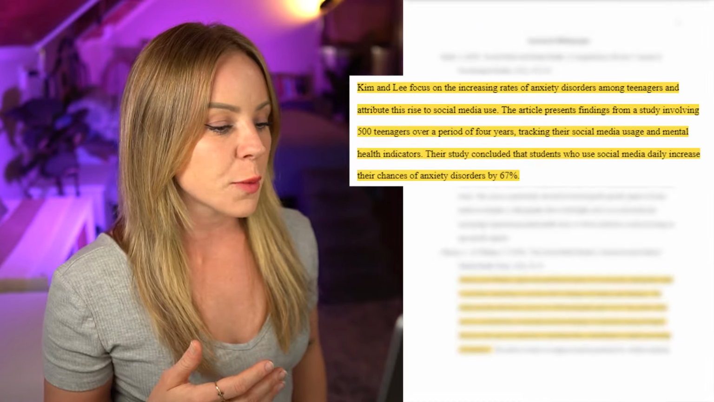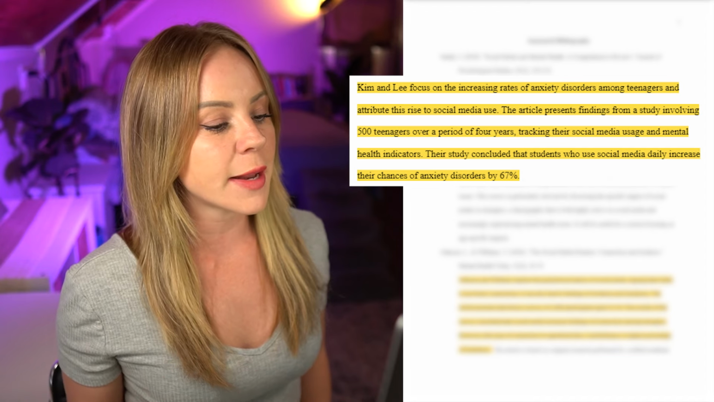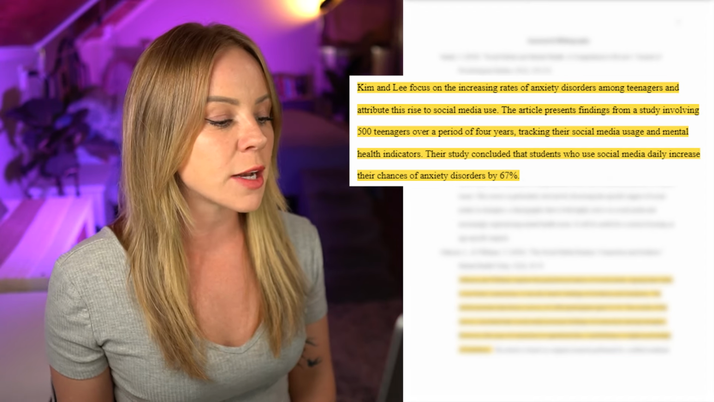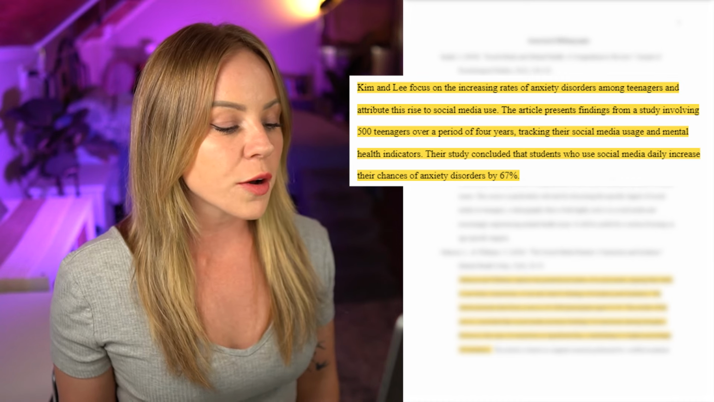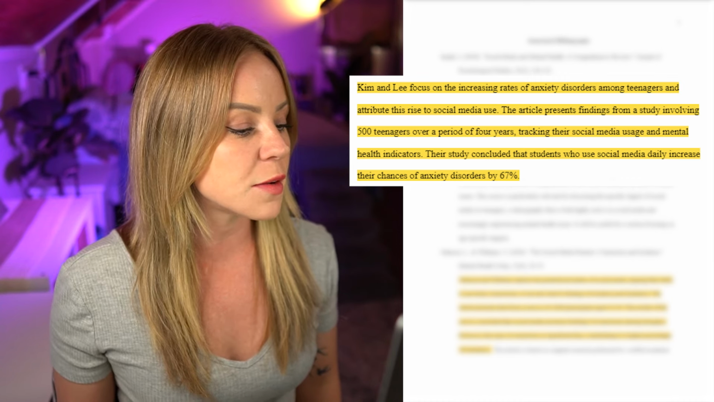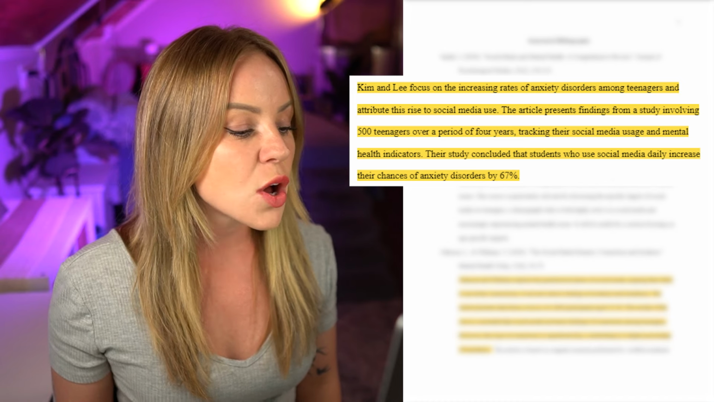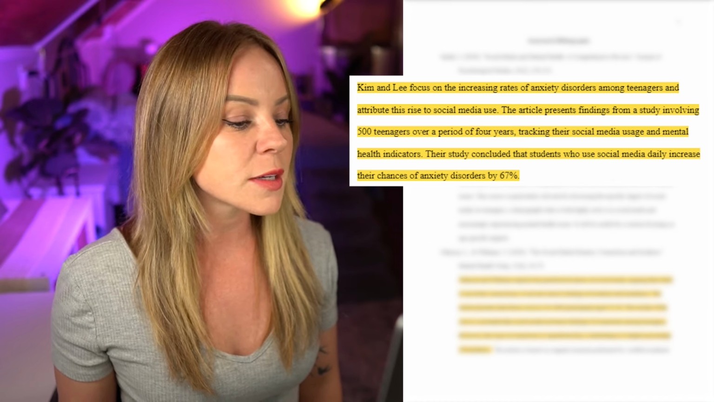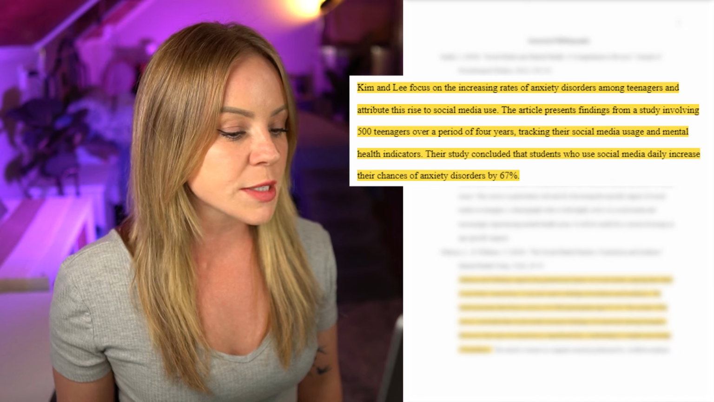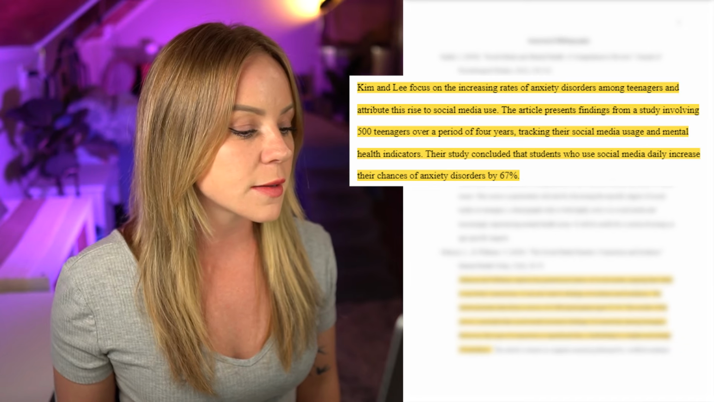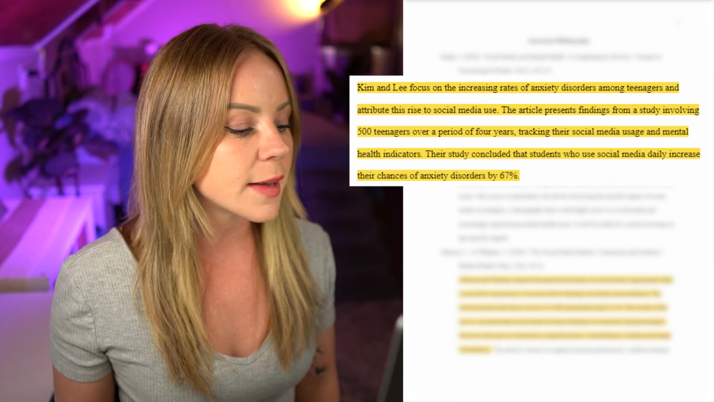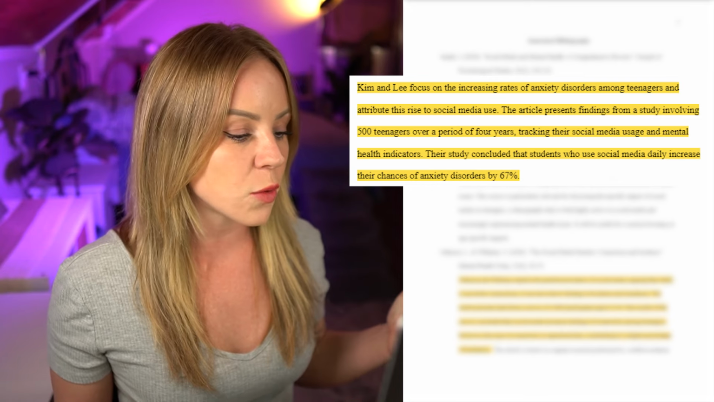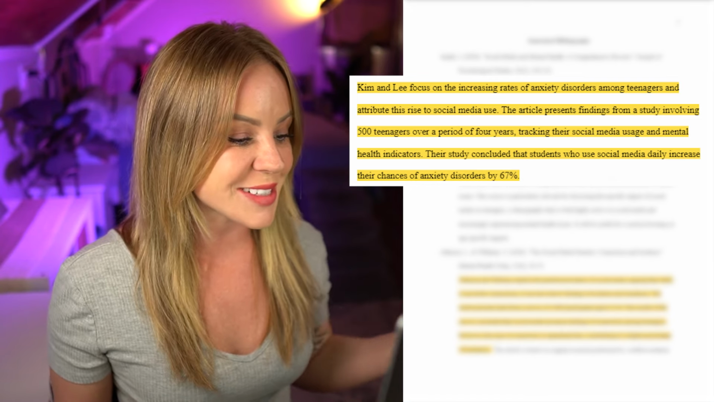Starting with the first one, we have Kim and Lee focus on the increasing rates of anxiety disorders among teenagers and attribute this rise to social media use. The article presents findings from a study involving 500 teenagers over a period of 4 years, tracking their social media usage and mental health indicators. Their study concluded that students who use social media daily increase their chance of anxiety disorders by 67%.